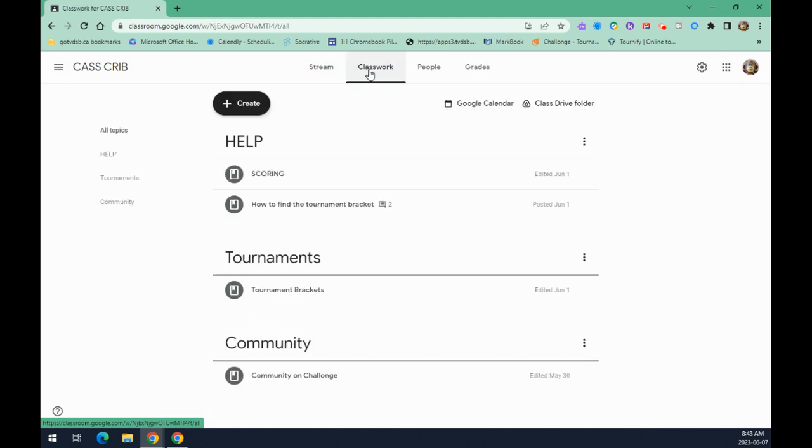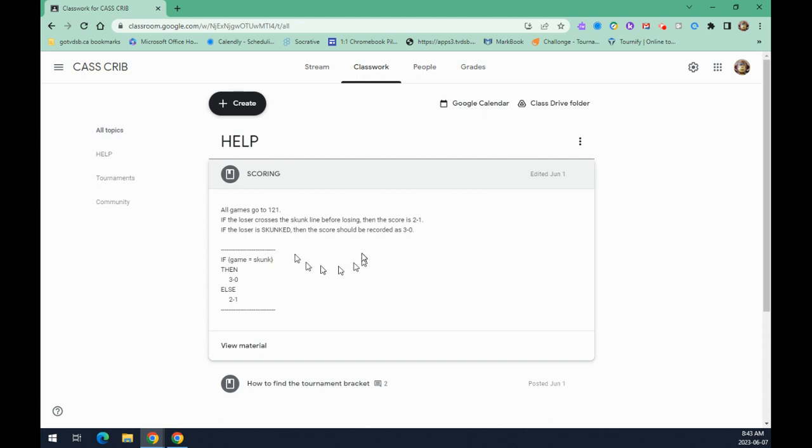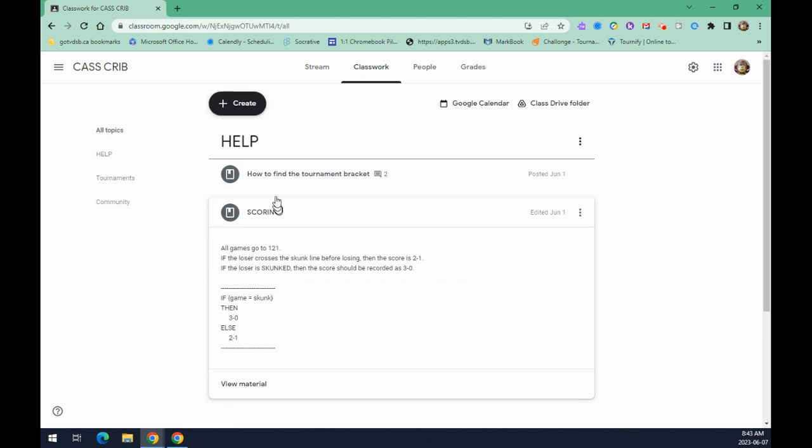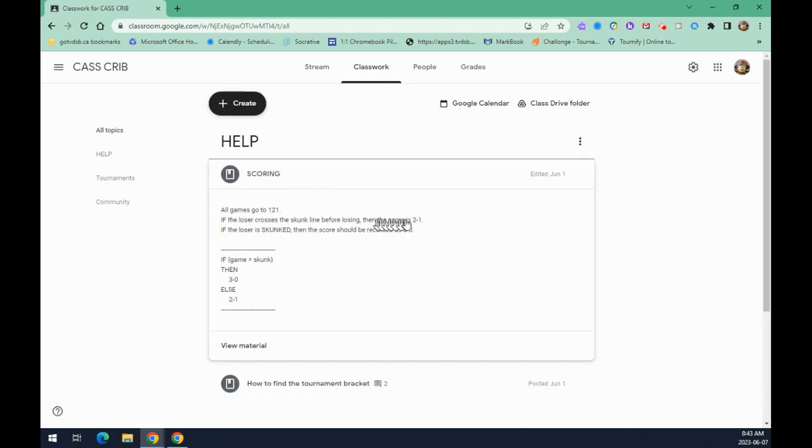Under classwork, I have scoring. For group stage games, a regular game is going to be a score of 2-1, and if you're skunked, it's a 3-0.